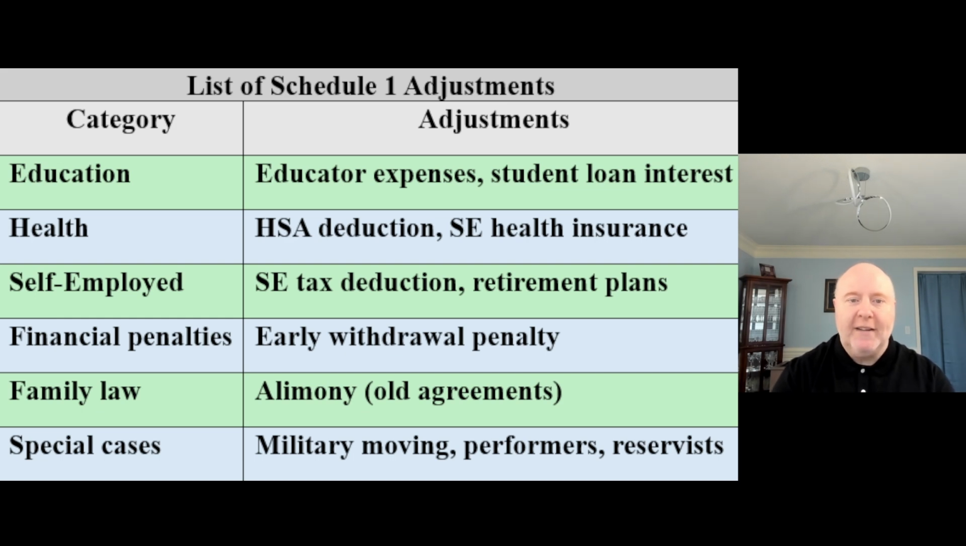Right now, before we get to AGI, you don't have to make that decision. You could take all of these plus the standard deduction, or you can take all of these and the itemized deduction. It doesn't matter. It's whatever you qualify for with these adjustments. So that's the first thing to note.